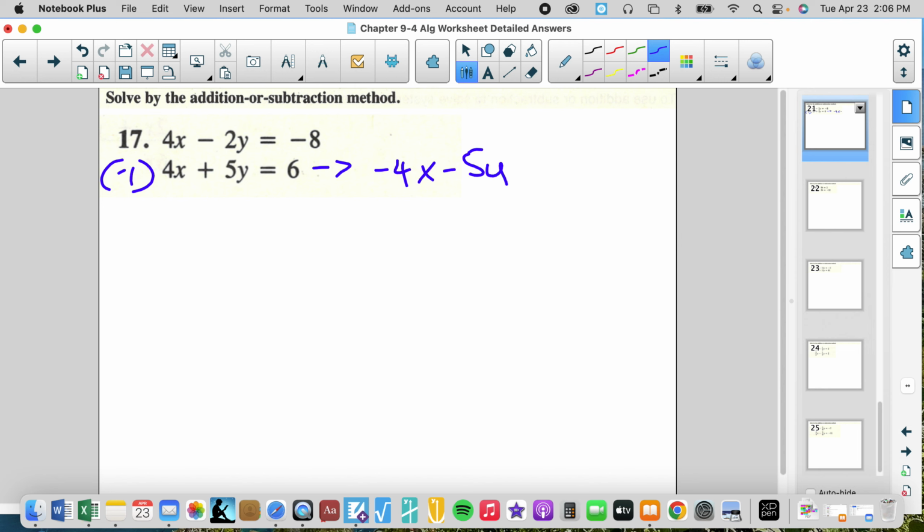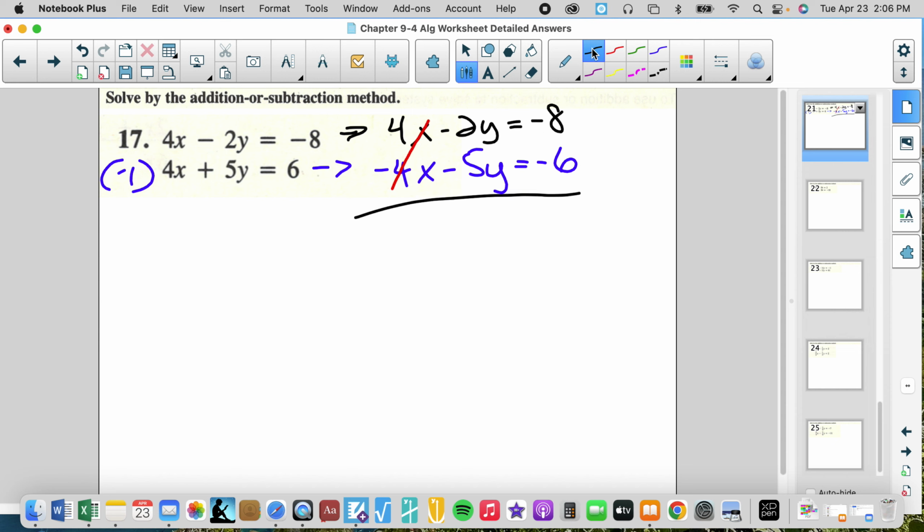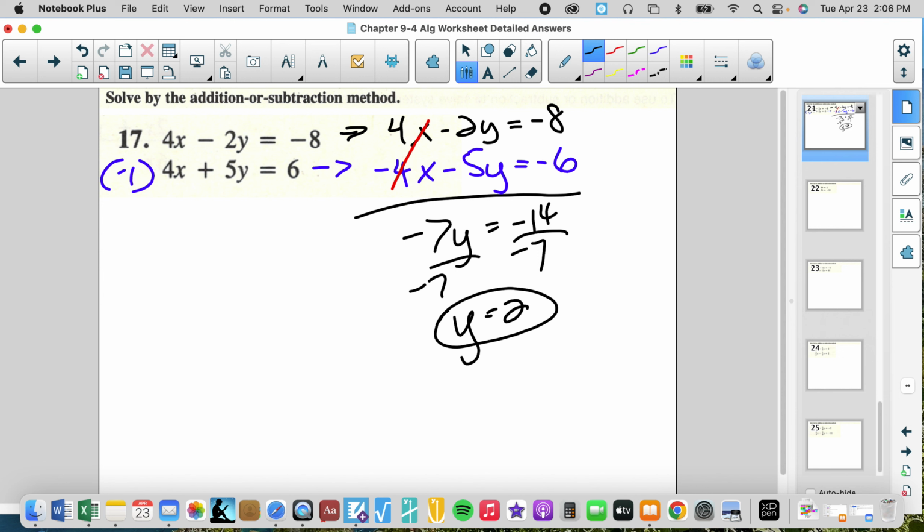-4x minus 5y equals -6. Let's bring that equation. 4x minus 2y equals 8. The x's cancel. -7y equals -14. Divide by -7. y equals 2.